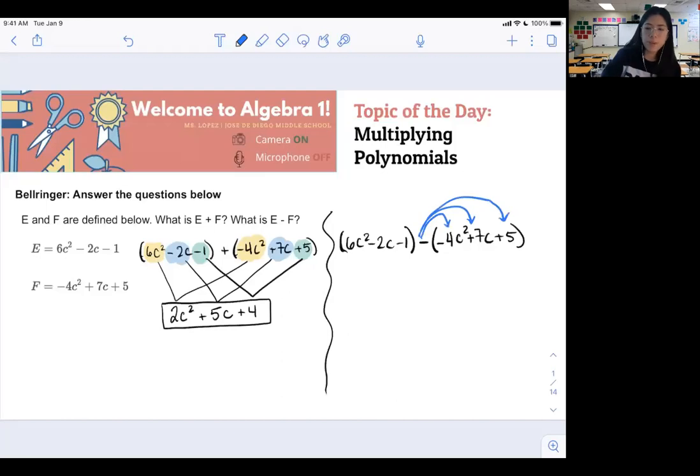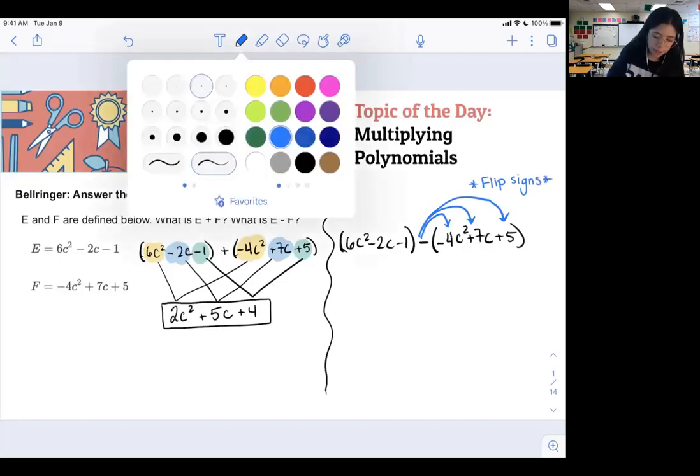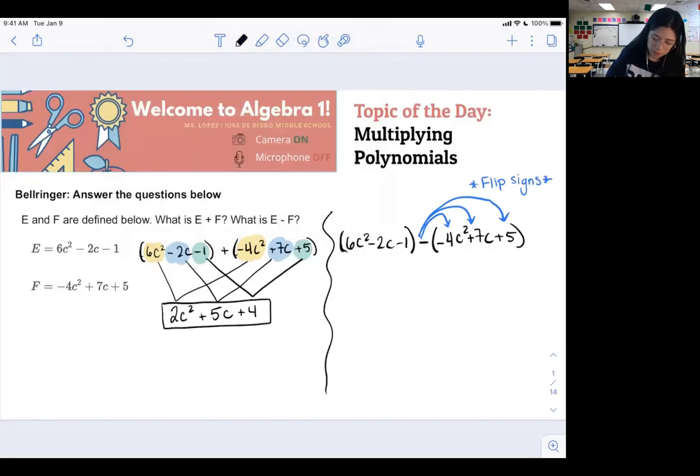I'm distributing, and when you distribute, what actually happens? You just give the negative to each number, and if it has 2 negatives, it turns positive. So in other words, flip the signs. We flip all the signs. All right, so here we go. The first trinomial stays exactly the same. But now, what do I have on my second trinomial?